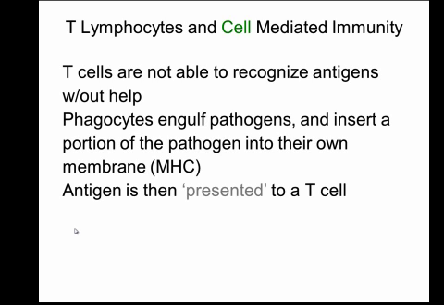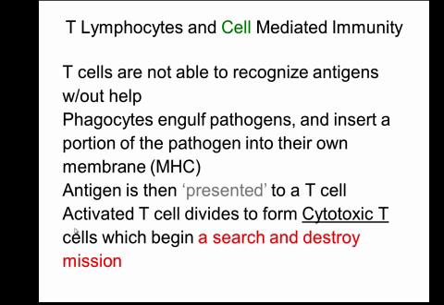It's called antigen presentation. So what the macrophage is doing is finding a T cell, shows him the antigen, and basically says, here's a bad guy, now go find them and kill them. So this activated T cell divides to produce a cytotoxic T cell, and they are going to go on a search and destroy mission, and they are looking for anything that has the antigen that was presented to them. Whenever they encounter this, they will destroy that cell.